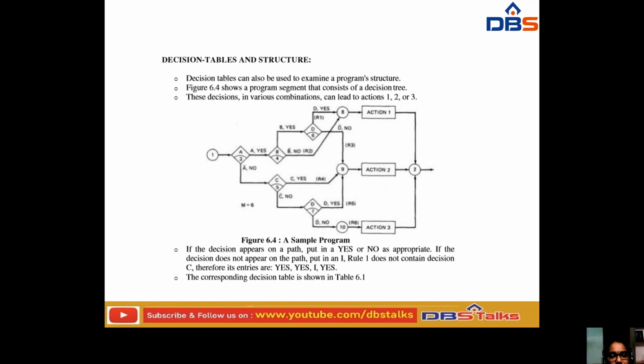If this decision appears on the path, then we put yes or no as appropriate. If the decision does not appear on the path, put in an I. Rule 1 does not contain the decision C. Therefore, its entries are yes, yes, I, and yes. The corresponding table is shown in this figure. So up to here we have finished this topic.